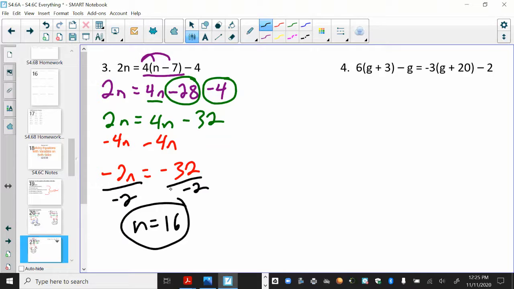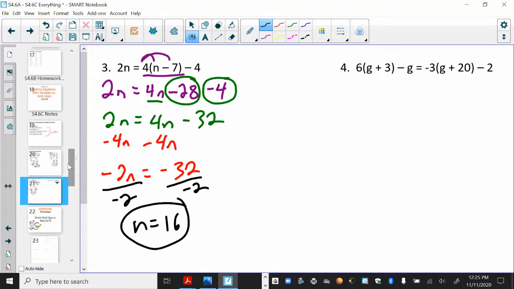Got one more to go. Just scratch that. I don't know that to be true. We have one more on this page. We do have one more to go.